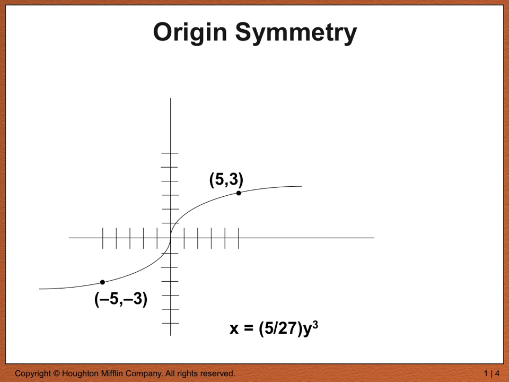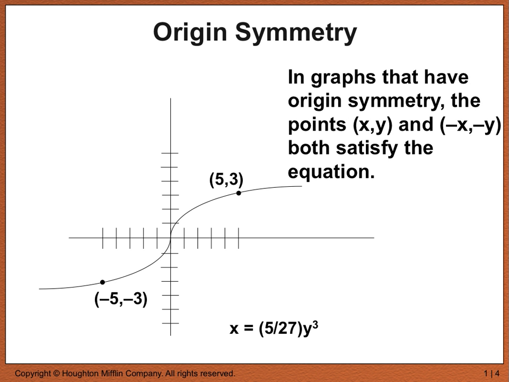Origin symmetry. In graphs that have origin symmetry, the points (x, y) and (-x, -y) both satisfy the equation. You can think of this as a diagonal symmetry, or as a symmetry that's flipped or rotated until you get two quadrants away. Whatever way you come up with for remembering this symmetry is fine.